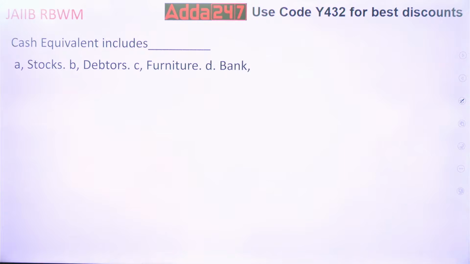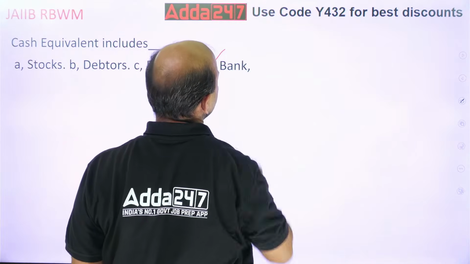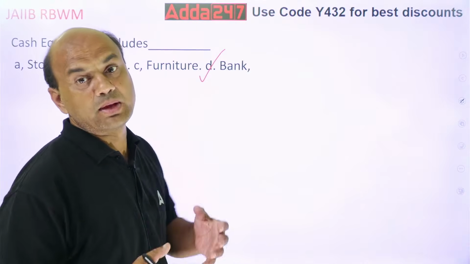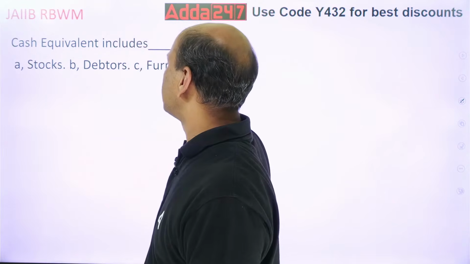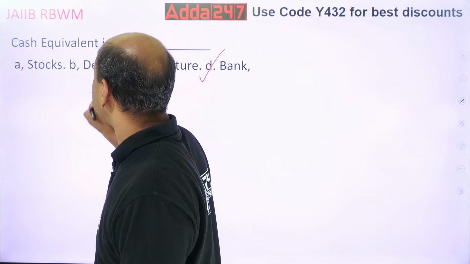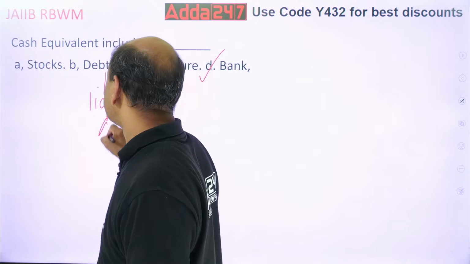Because debtors are considered as liquid assets. Okay? But the best answer in this is bank, because the bank cash which you have, or bank balance which you have, is considered as cash equivalent. Okay? Debtors are called liquid assets.